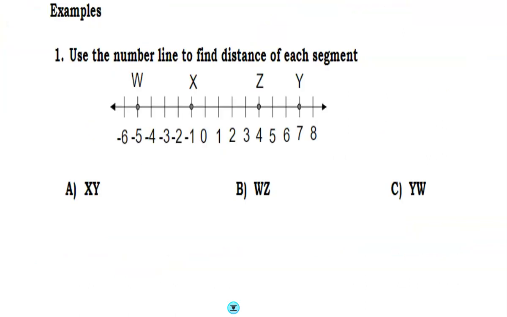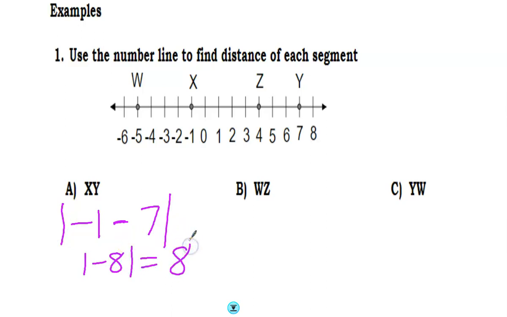So now let's look at these numbers. So x is negative 1. And I'm going to subtract it from y, which is 7. So negative 1 minus 7 is negative 8. And when it comes out, the answer is 8. If I use my number line, if I move from x to the y, let's count the numbers. 1, 2, 3, 4, 5, 6, 7, 8. The distance is 8. Okay?